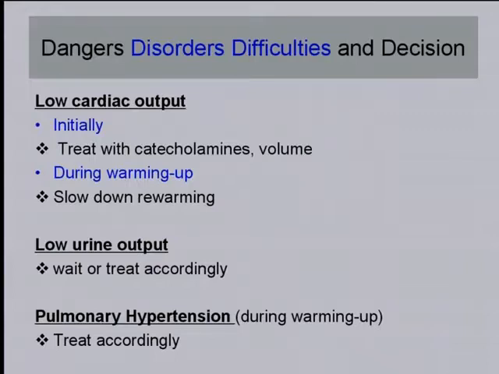Low urine output looks to some doctors like a danger, because if no urine comes, you would finally have to start peritoneal dialysis. The main advice here is that you wait and treat accordingly. That means you would not add additional fluid. You would just wait and be conservative. Pulmonary hypertension may occur during warming up, and you would treat accordingly with nitric oxide if available. Next slide.